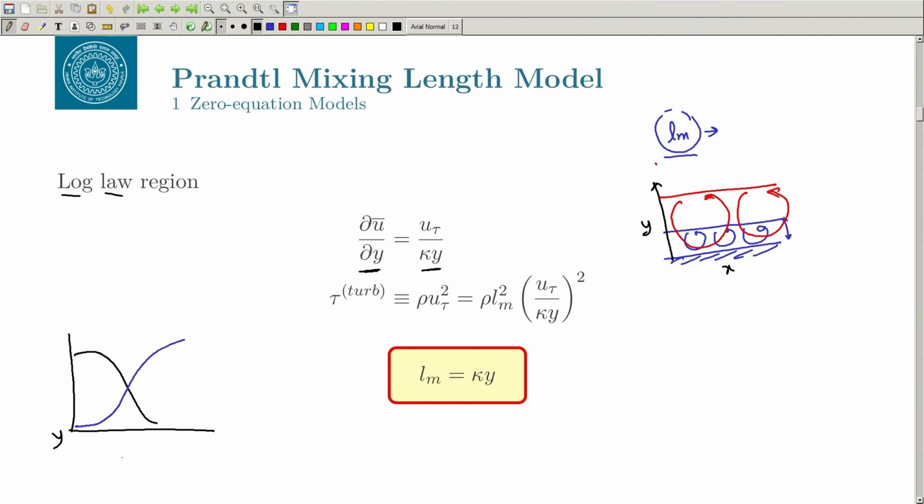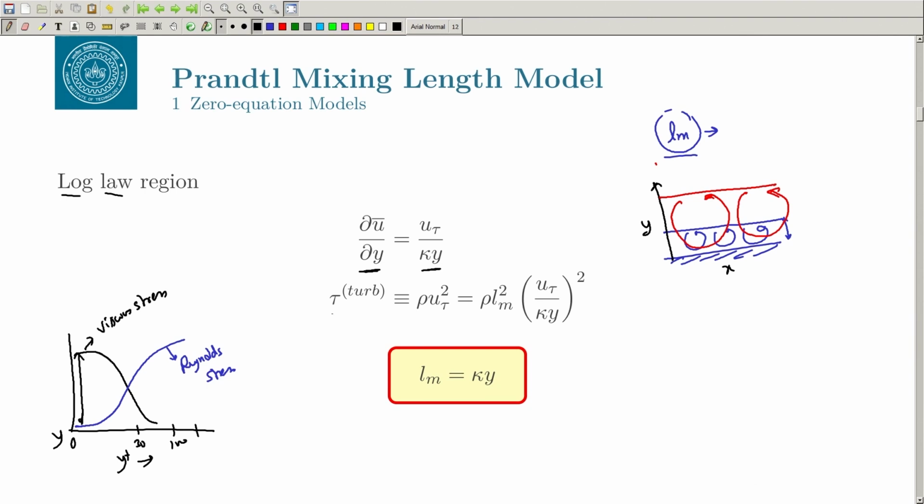So this is my distance, let me call this y. This is very close to the wall, 0, and this let us call y plus, which is around maybe 30 or 100. Initially you can see that this is my viscous stress and this is my Reynolds stress, or turbulent stress. If you sum that up everywhere, it remains constant. So basically the viscous stress is going down and the Reynolds stress is going up as you go away from the wall.